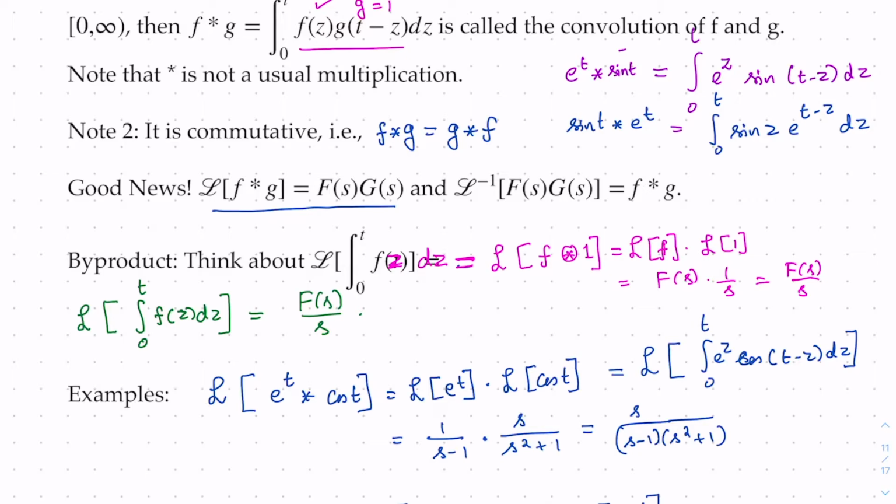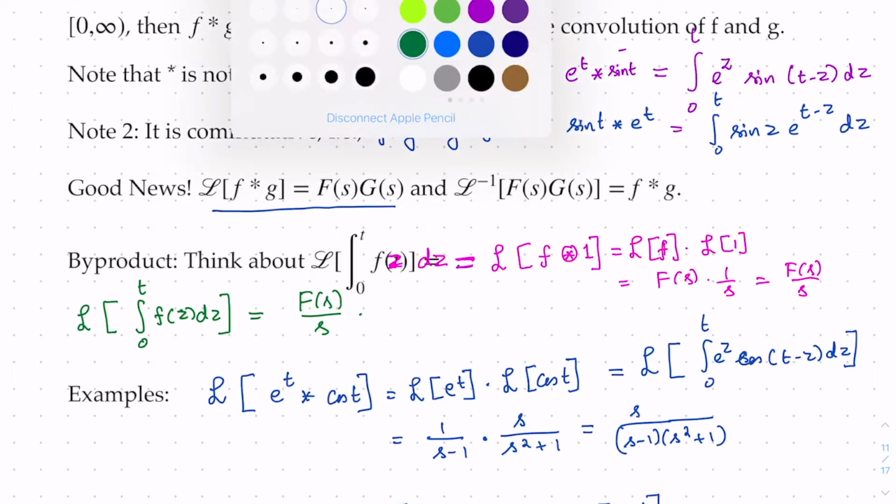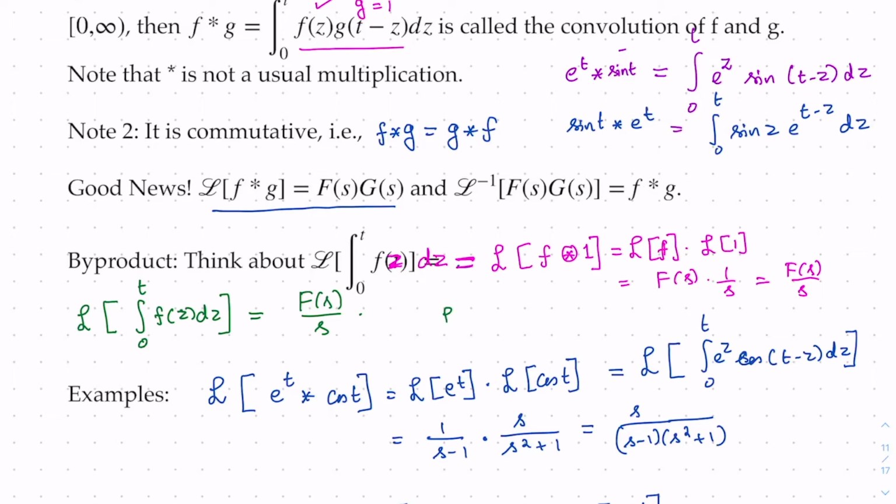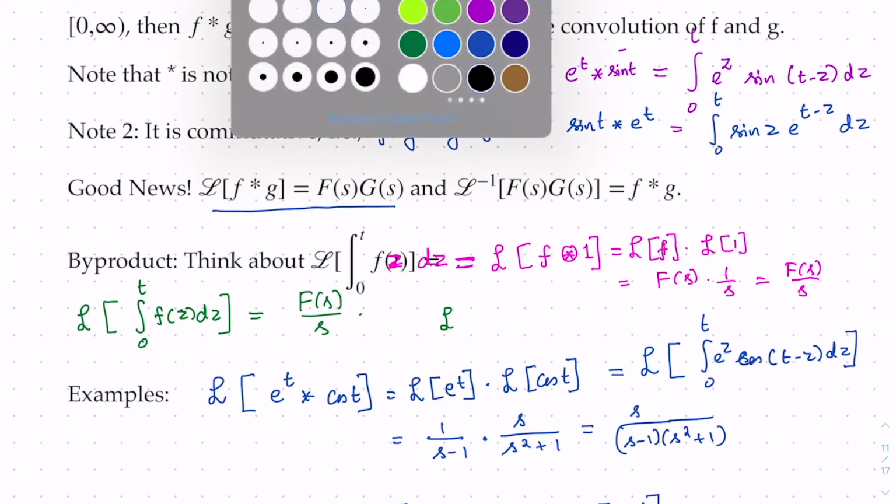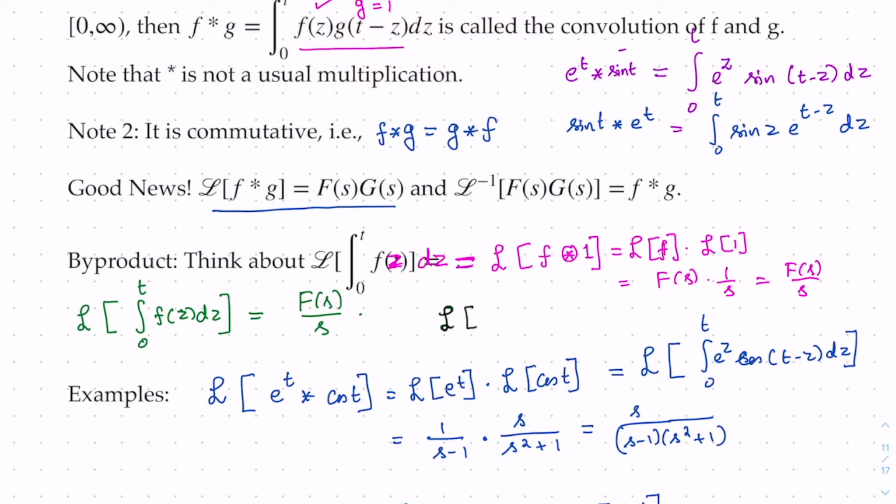You know, the integral is the antiderivative, right? Integral is the antiderivative. You all know that. If I ask you what is the Laplace of f prime of t, we know that that's going to be s multiplied with capital F of s minus f of 0, right? Here s is being multiplied, correct?